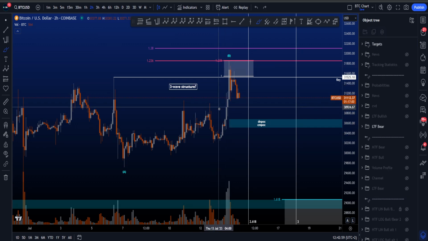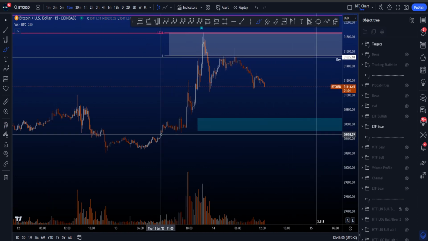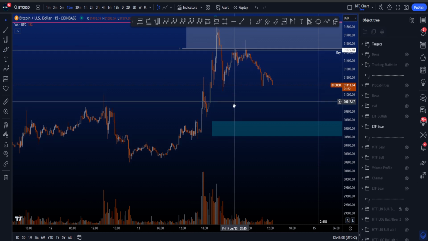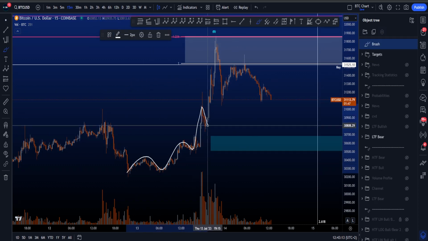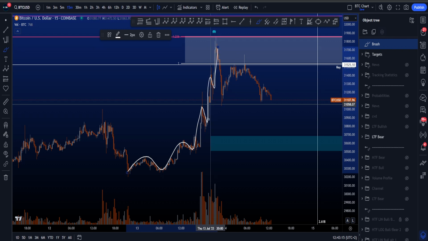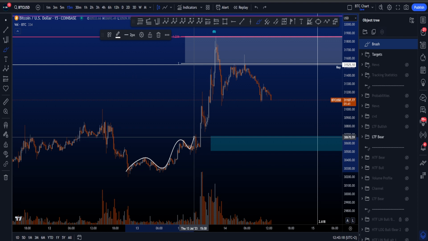It's difficult to count this as a 3-wave structure on the very low time frames, because if I zoom in over here, and we go over it in the bullish scenario as well, counting this in 3 waves isn't that easy, right? A potential 1, 2, 3, 4, 5 correction, and then you have another like 3 waves to the upside. Doesn't really work. Maybe this is the end of a 5-wave move.